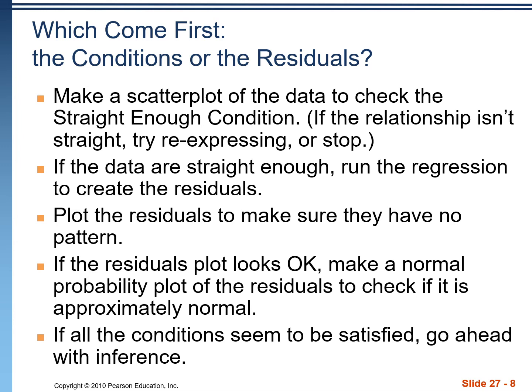If it is straight, we're going to run the regression. That creates the actual residuals. We make a plot of those residuals to make sure they don't have any pattern. And if that's okay, the residuals look approximately normal, conditions are satisfied, we can go ahead and complete either a hypothesis test or a confidence interval.